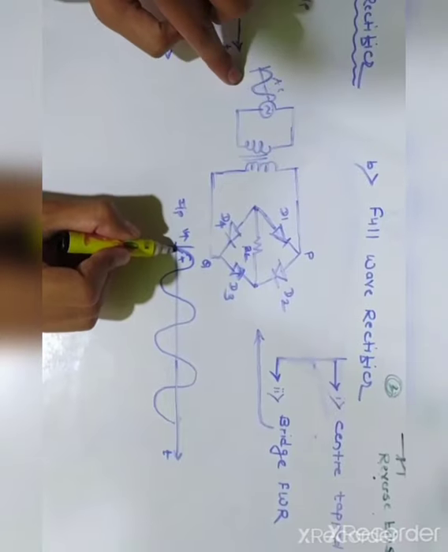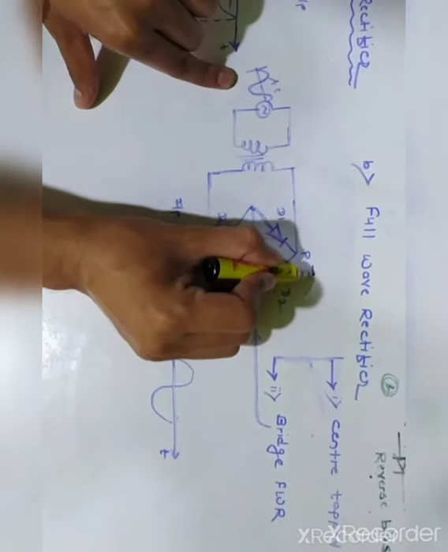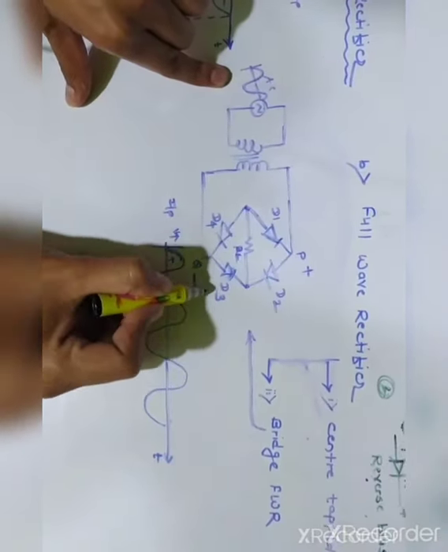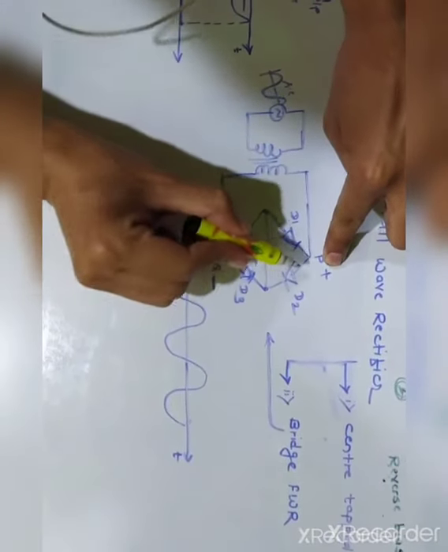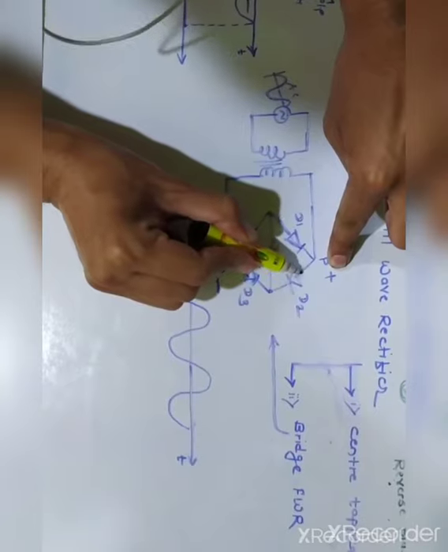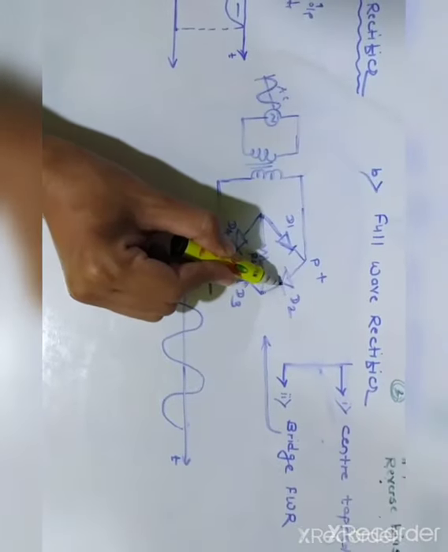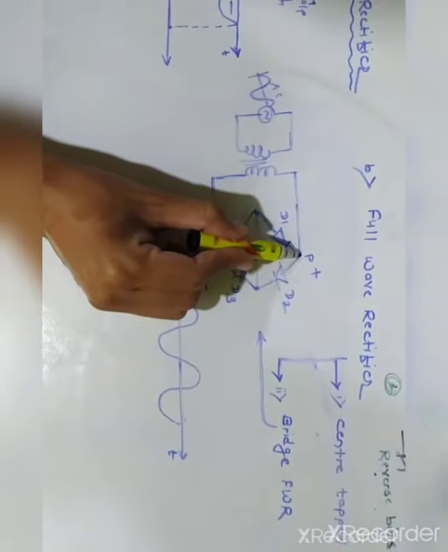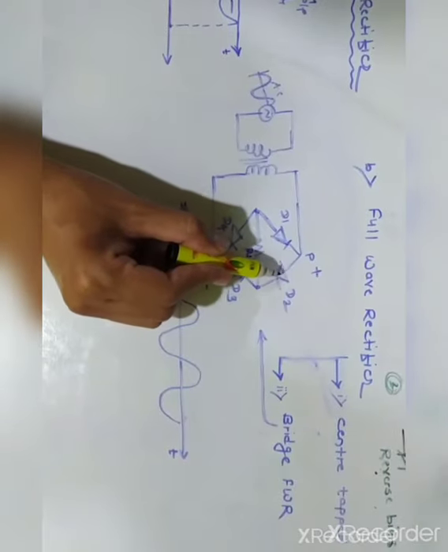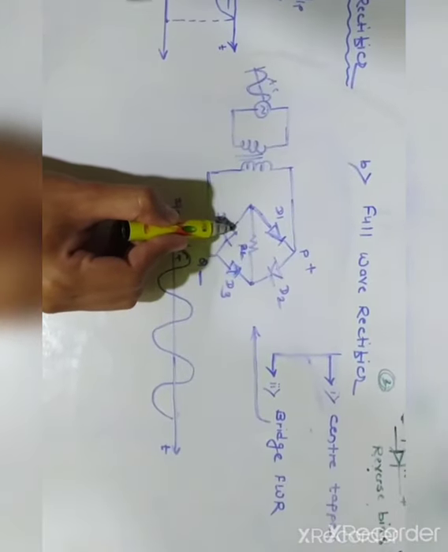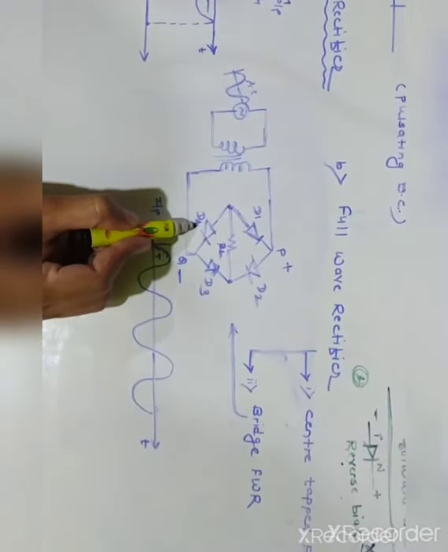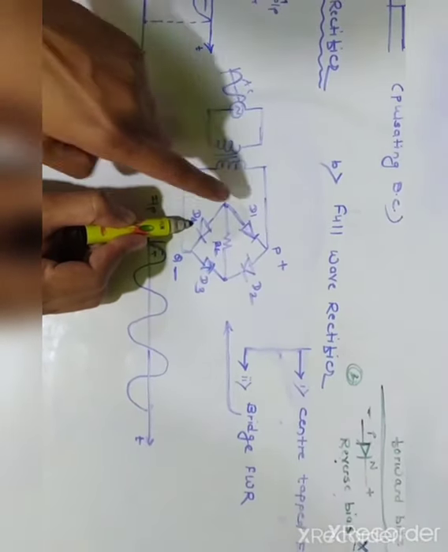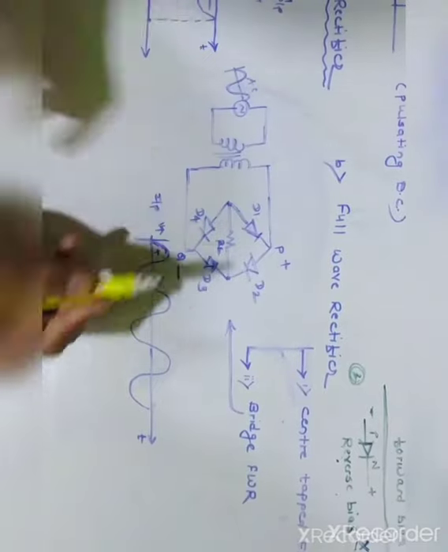During the positive half cycle, this terminal becomes positive and that one becomes negative. As this terminal is positive, the diodes connected to the P side, D2 and D4, come in forward bias condition, and the remaining two are in reverse bias condition.